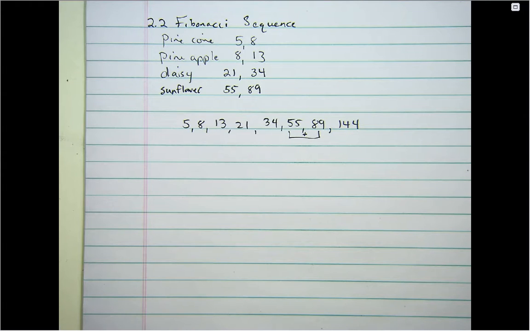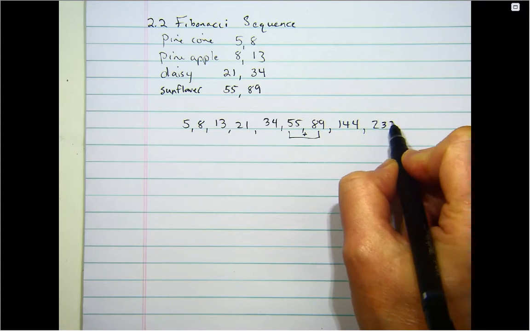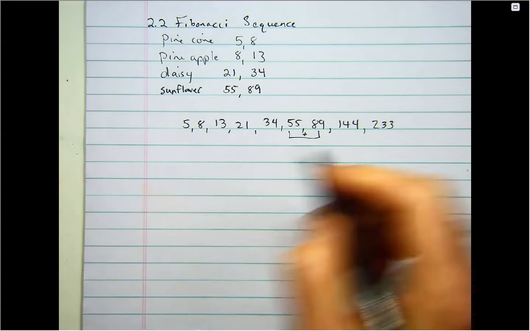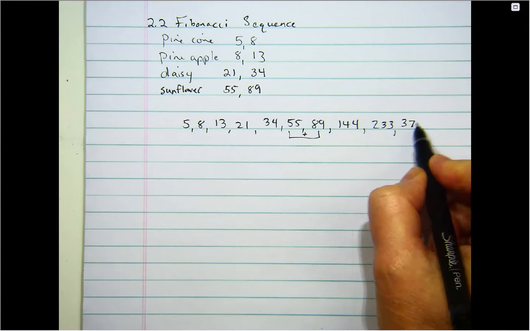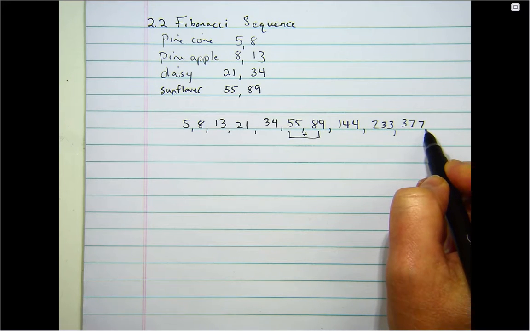So 89 and 144 is 233. 144 plus 233 is 377. How long could we keep doing this? Oh, that's right. That just goes on and on, doesn't it?